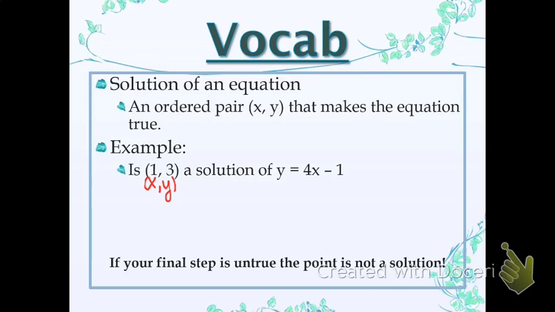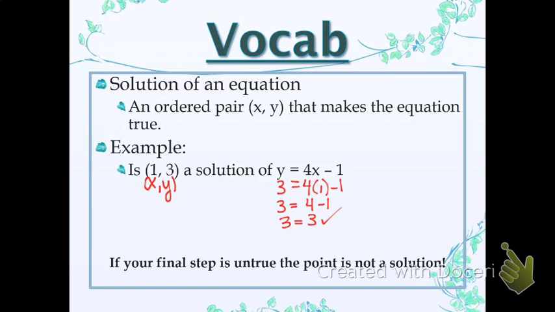So in my equation y = 4x - 1, everywhere I see an x, I'm going to plug in a 1. And everywhere I see a y, I'm going to plug in a 3. And then I'll simplify using order of operations. If I get a true statement, that means that the ordered pair was a solution. That's what happens in this question. So (1, 3) is a solution to the equation y = 4x - 1.